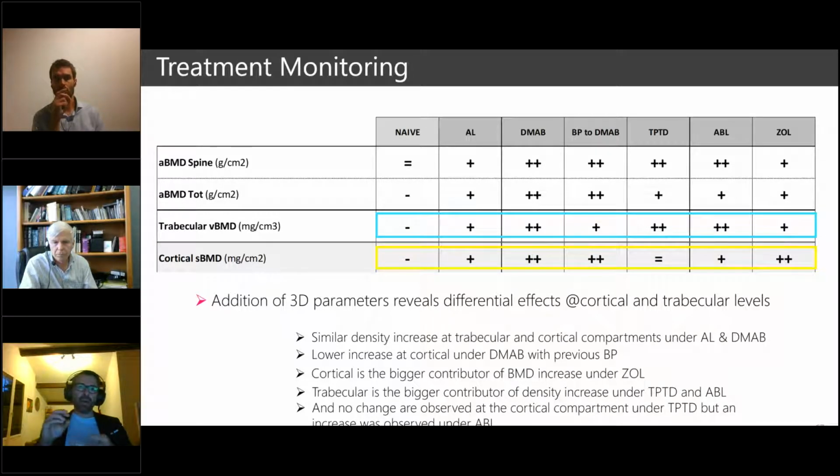And we have also observed, you can see here the cortical results, that under denosumab, you have this huge increase of the cortical compartment that is quite similar to the one on the zoledronic acid. But on the teriparatide, we have observed no changes or a small decrease or a small increase in the case of the active trial, while a significant increase was observed on the abaloparatide.